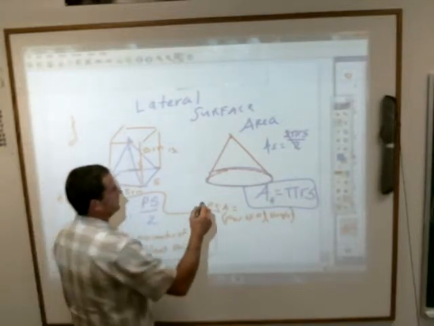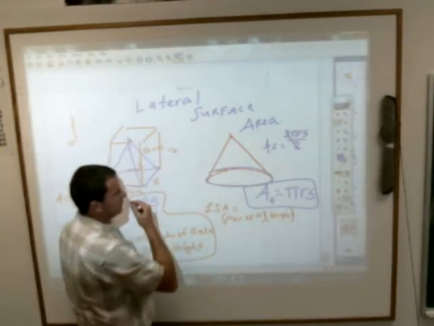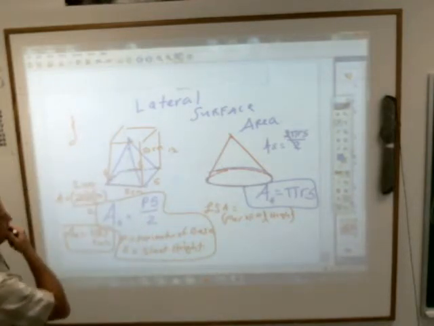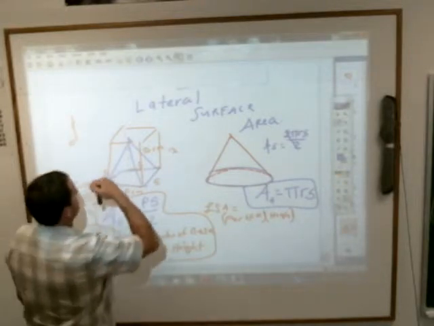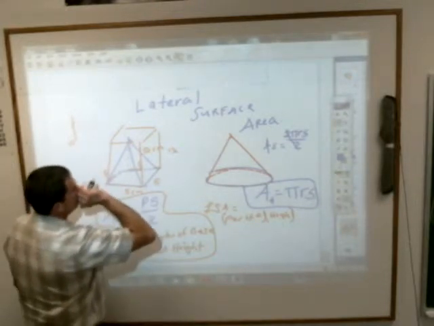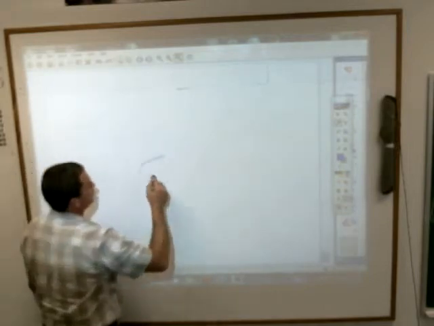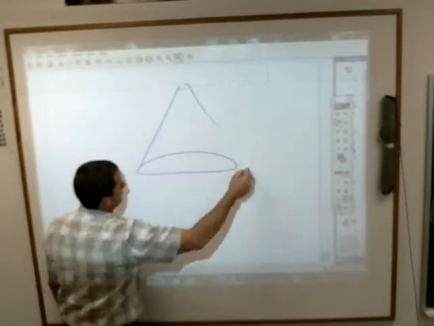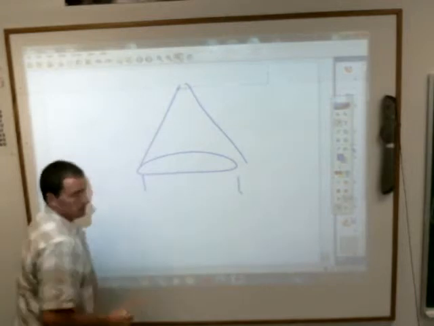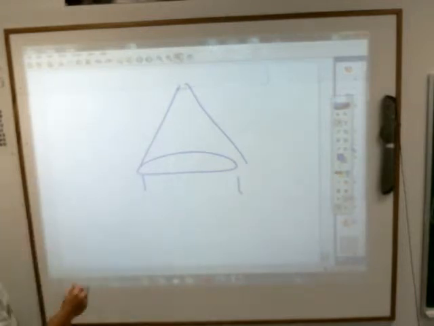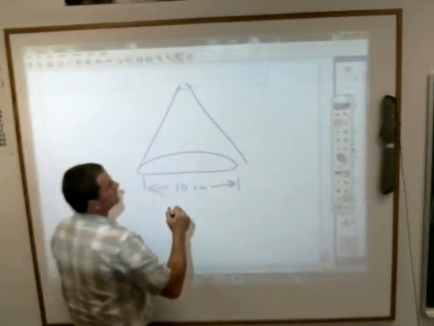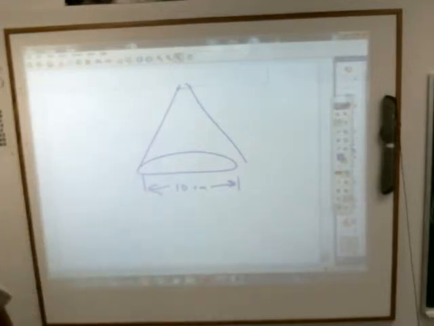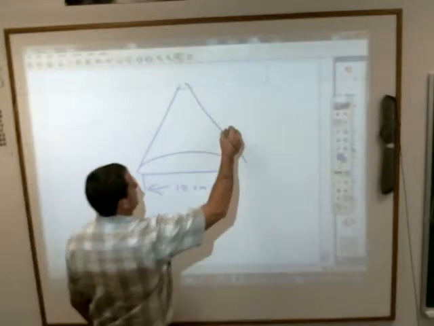10, 12, and 13. Can I go to a different piece of paper here? Somebody say yes. Yes. Are you saying that because I told you to say yes, or because you really want me to? This is 10 centimeters from here to here. It is 12 high and 13 for a slant height.